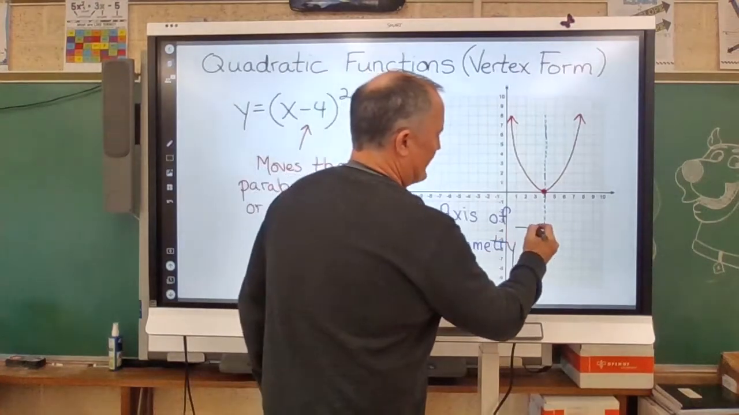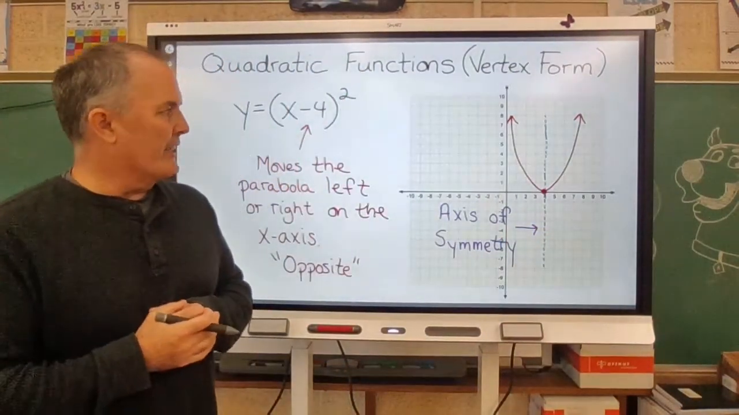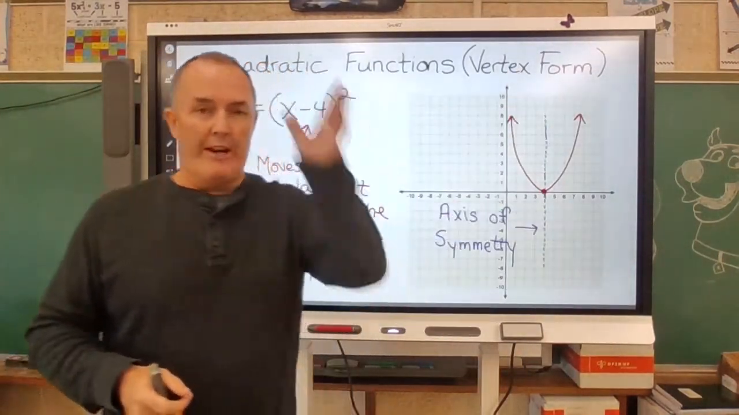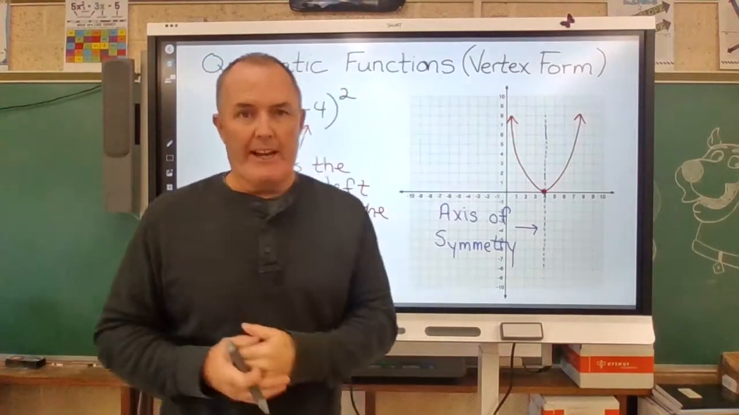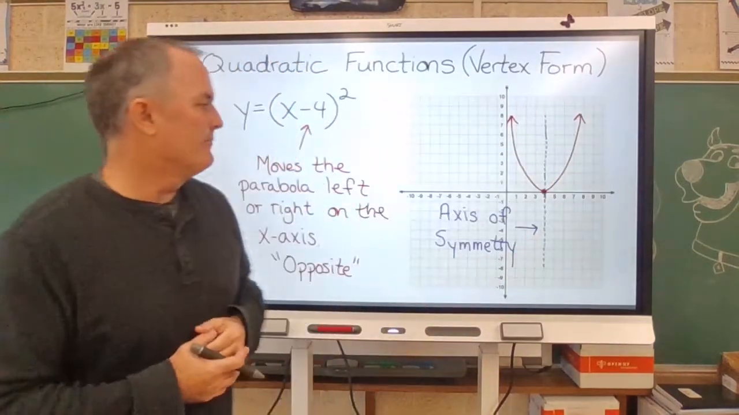All right, that's the axis of symmetry. And we're going to use that a lot in future things we're going to do with quadratics. The axis of symmetry is a vertical line that goes straight down through the vertex and divides the parabola perfectly in half, symmetrically. So if you notice, the left side matches the right side.